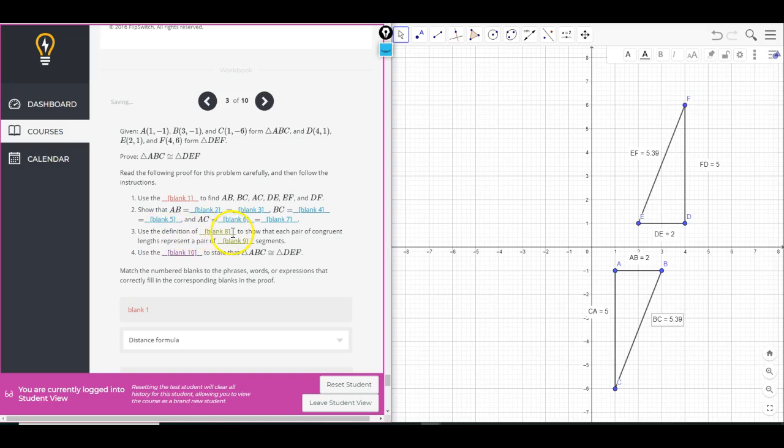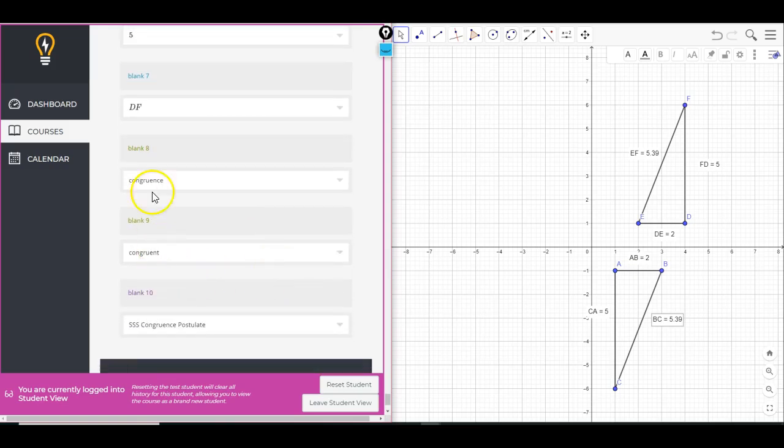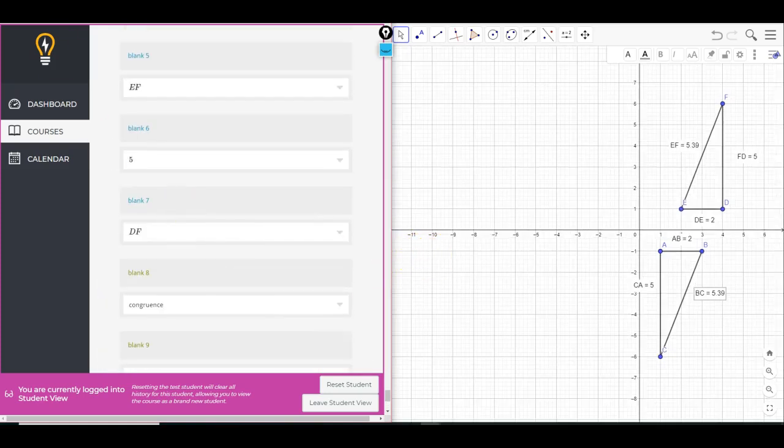Use the definition of blank congruence to show that each pair of congruent lengths represents a pair of congruent segments, which is what we had. And by side, side, side, we matched corresponding sides. BC is congruent to EF. AB is congruent to DE, which is a corresponding side, and CA's corresponding side is FD, and they are the same length. So that's how I would use my tools to answer this question. I hope that helps.